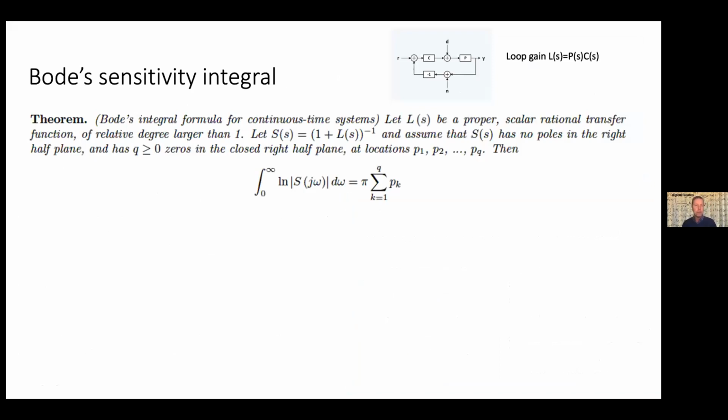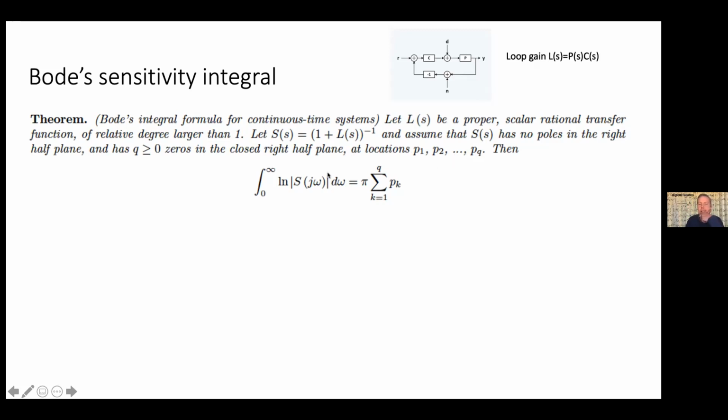Now to the result of Bode. So Bode proved this result here. We say that we now have this loop gain, as I said, L of s. We assume that it is a transfer function with a relative degree of 2 or larger. And then we assume that the closed loop system is stable, so S has no poles in the right half plane. But the open loop system can be unstable, and it has poles p1, p2, up to pn.